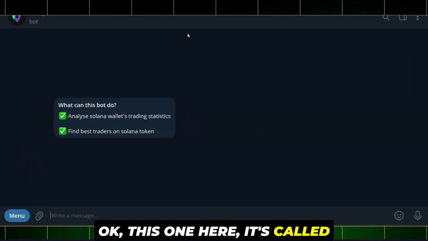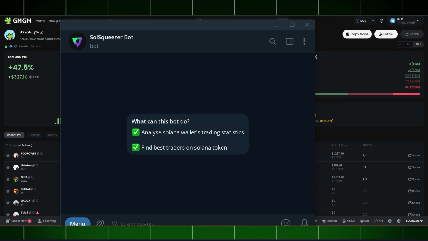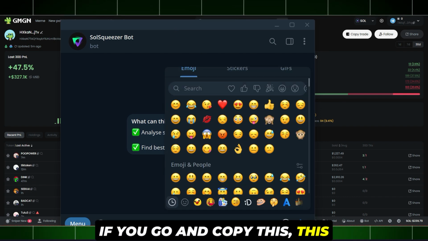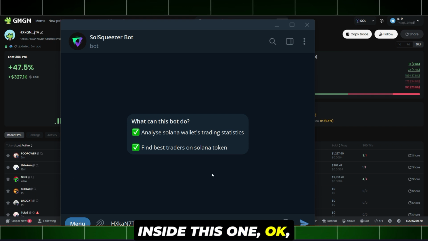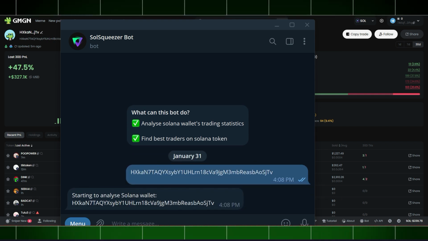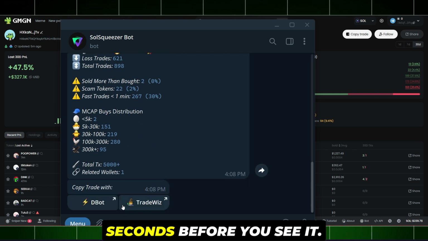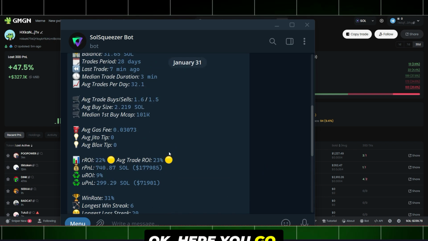There is also a tool available, the one which I want to show you. This one here, it's called SolSqueezer, right? It's called the SolSqueezer bot, right? If you copy this particular address inside this one, okay, it will start analyzing the Solana wallet, okay? So it will take a few seconds before you see it. Okay, here you go, it's already there.